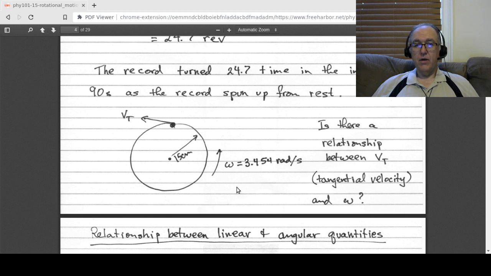And I think it's pretty clear that the bigger omega is, the bigger vt will be. If there were no angular velocity, if omega were equal to 0, then there'd be no tangential velocity because my dot wouldn't be moving. The faster omega is, in other words, the faster this thing is spinning, the faster the dot on the outside would be moving. It seems almost trivial to say that, it's so obvious, but is there a relationship? Is there a formula that will relate vt and omega? And of course the answer is yes.